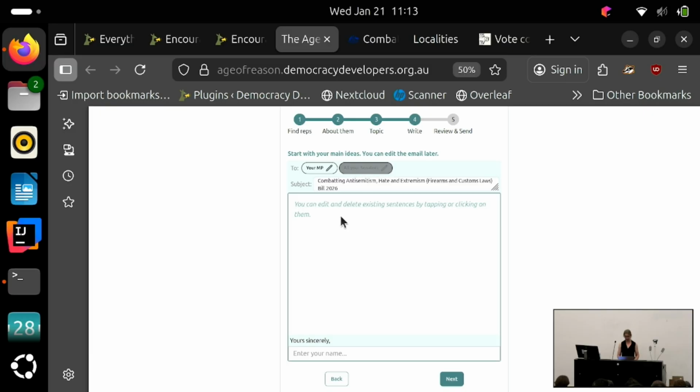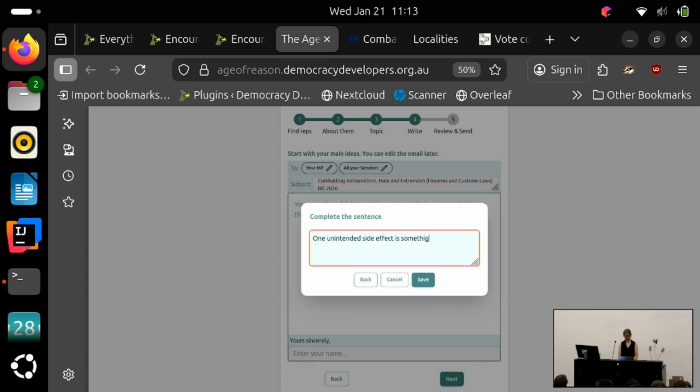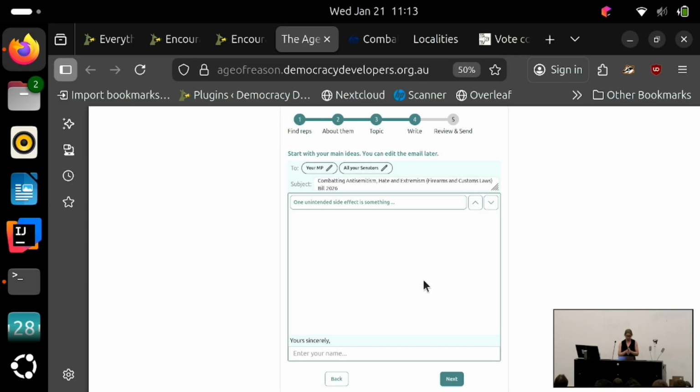I can unselect them if I like. I can write my own. I can write an idea about what I think an unintended side effect will be. The intention is to direct people into a kind of carefully considered, well thought out sort of letter that will have some impact. And to discourage them from being aggro, to focus them on something that's actually before the Parliament, and to help them draft it in a way that is to the point and says what they think, but doesn't involve abusive expression.